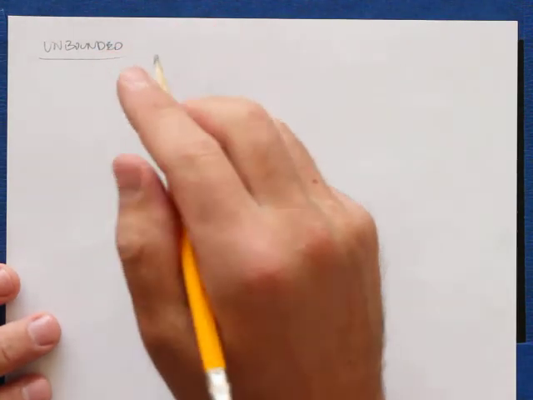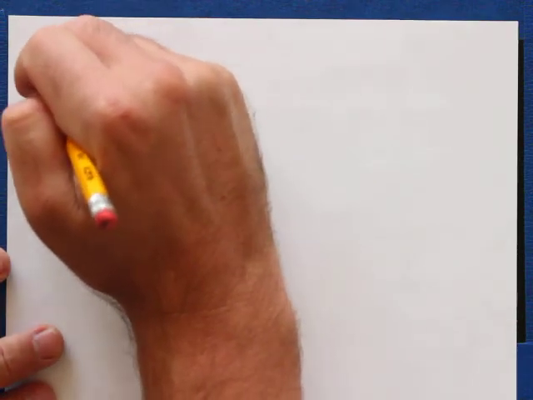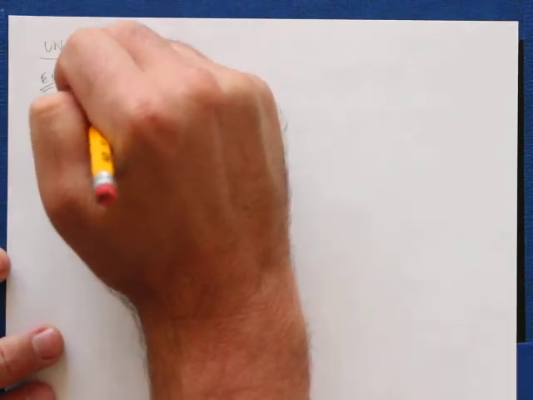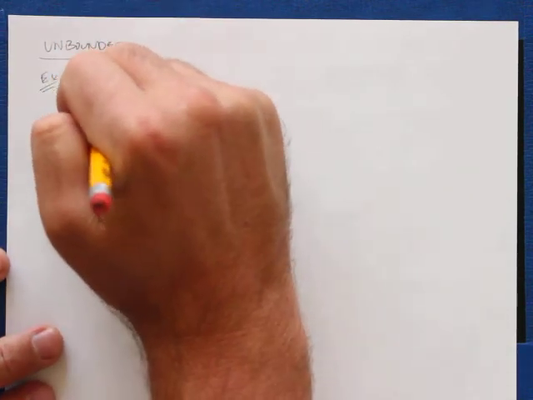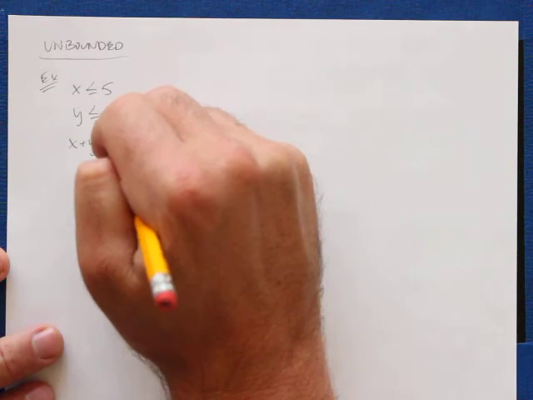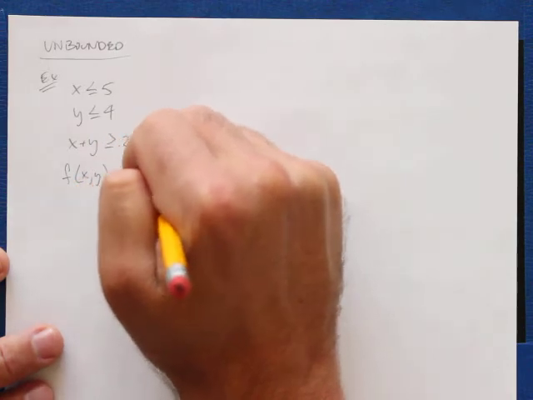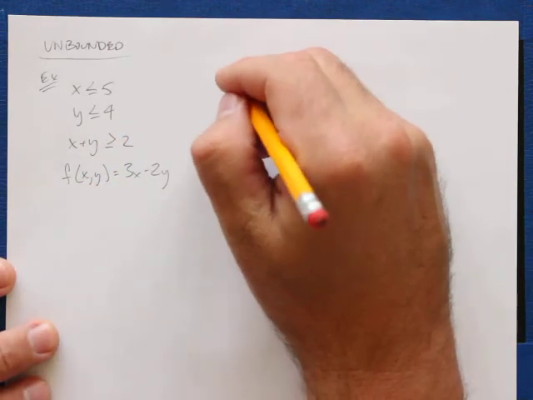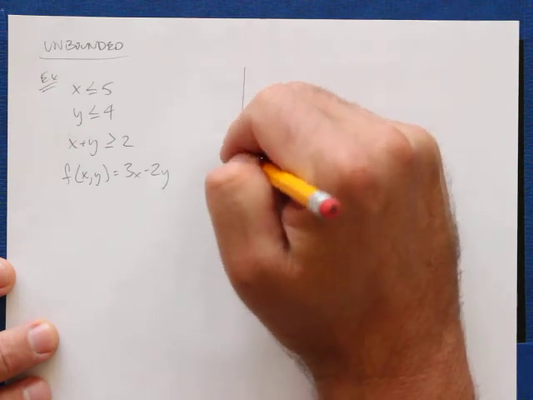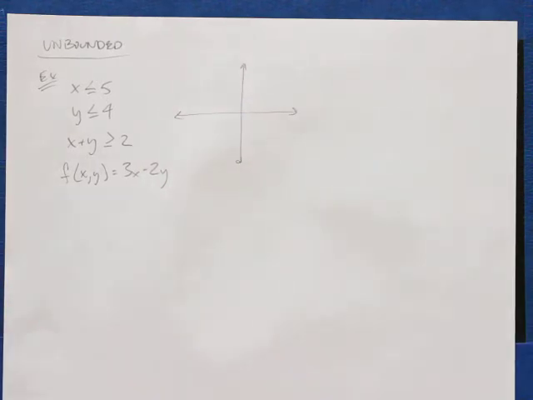And let's see. Let's do this one. X is less than or equal to 5. Y is less than or equal to 4. X plus y is greater than or equal to 2. And f of x, y equals 3x minus 2y. Okay, so let's graph this, and we'll see if it's bounded or unbounded.